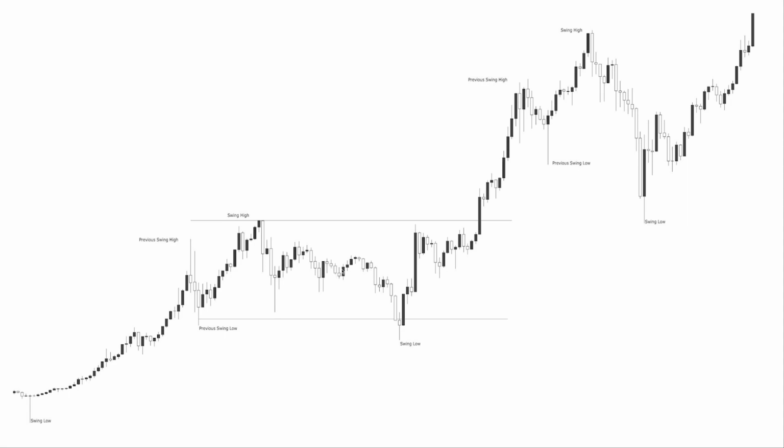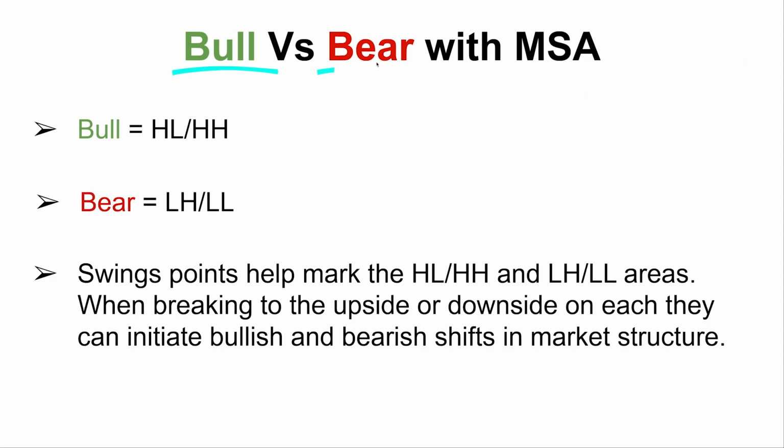Going forward, we're going to be discussing how this is either bullish or bearish and get into the similarities and differences of them. So, bullish versus bearish market structure, or MSA for market structure analysis. Bullish is a higher low and a higher high. We just saw that in the example we went over. Bearish is a lower high and a lower low. The swing points we just went over are going to help us mark the higher lows and the higher highs of bullish market structure, and the lower highs and the lower lows of bearish market structure. When breaking to the upside or downside on each, they can initiate bullish and bearish shifts in market structure.